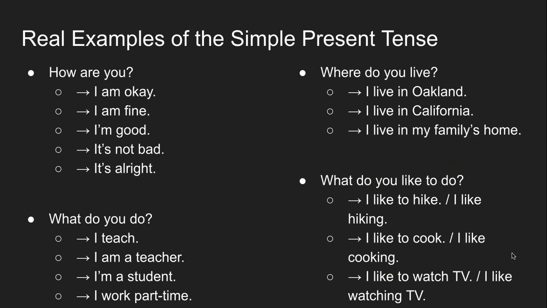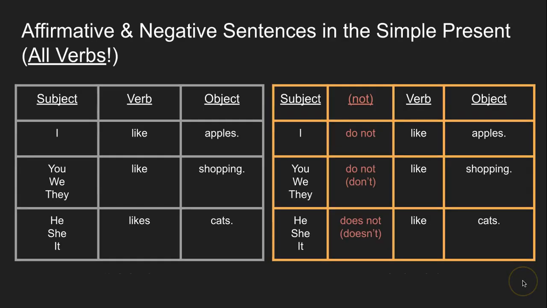So here you can see many different examples, real examples of how we use the simple present tense in daily life. For positive and negative sentences, you use the verb after the subject, and remember, it's only the base form, just the verb. The only one that is different is the S form for he, she, and it. And this is true for all verbs.